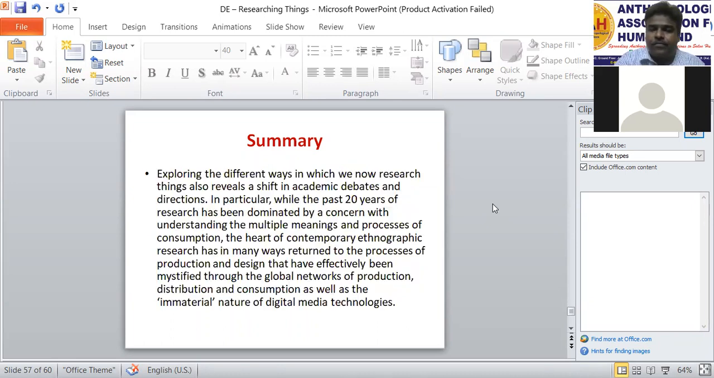our everyday lives. Exploring the different ways in which we now research things also reveals a shift in academic debates and directions. In particular, while the past 20 years of research has been dominated by a concern with understanding the multiple meanings and processes of consumption, the heart of contemporary ethnographic research has, in many ways, returned to the processes of production and design that have effectively been mystified through the global networks of production, distribution, and consumption, as well as the immaterial nature of digital technologies.